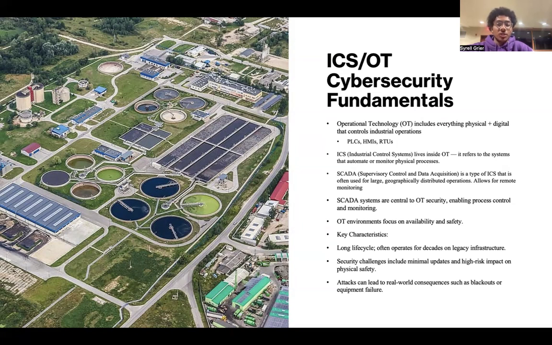Whereas an industrial control system lives inside of operational technology. So ICS refers to the systems that automate or monitor the physical processes that operational technology conducts. And then SCADA, which is another common term you'll hear in this field, is supervisory control and data acquisition, which is a type of industrial control system that's often in use for large geographically distributed operations. And it allows for remote monitoring, which is very helpful.